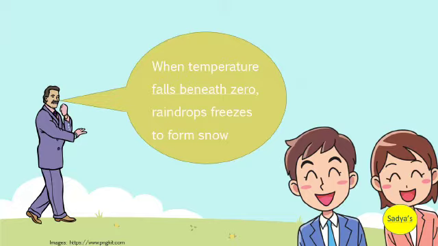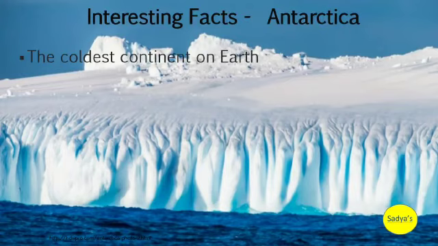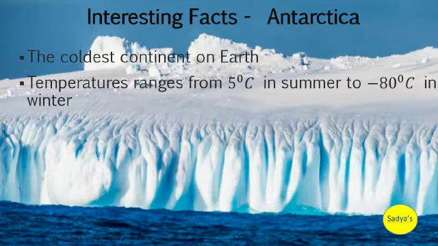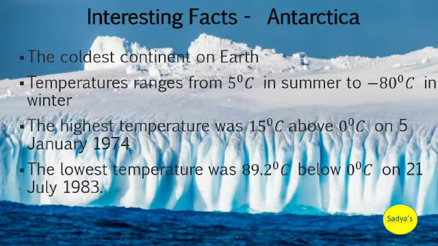So what does temperature falls beneath zero mean? This is Antarctica, the coldest continent on Earth. Here the temperature ranges from 5 degrees Celsius in summer to minus 80 degrees Celsius in winter. The highest temperature ever recorded in Antarctica was 15 degrees Celsius above 0 degrees Celsius on 5th January 1974, and the lowest temperature ever recorded in Antarctica was 89.2 degrees Celsius below 0 degrees Celsius on 21st July 1983.